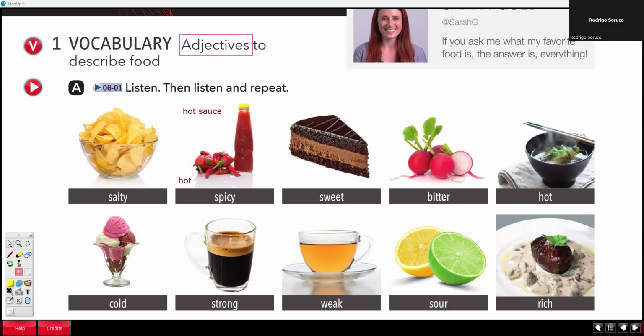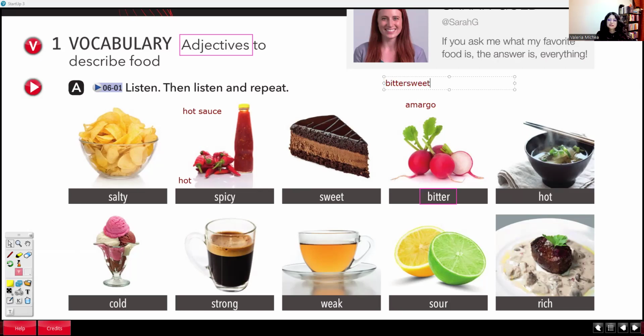Amargo. Yeah, I agree with you guys. It's more like amargo. It's similar to sour, I would say. So we have the word in English, bittersweet.